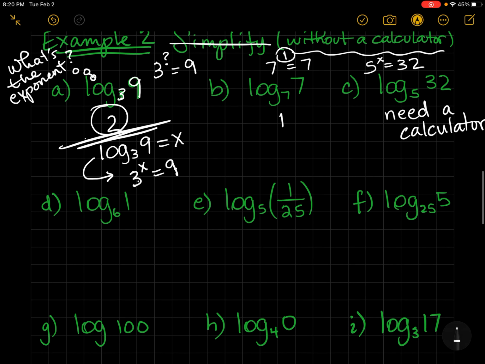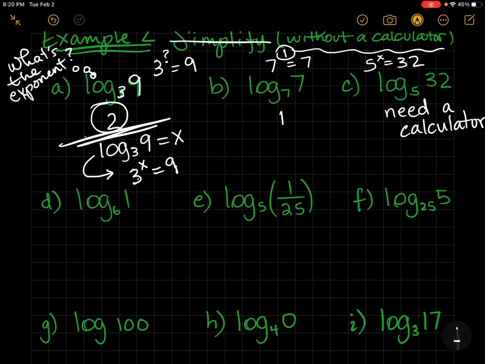What about 6 to what power equals 1? See, this is a new way of thinking. 6 to what power equals 1? Must be the 0 power. That's the only way to get that. So my answer is 0.